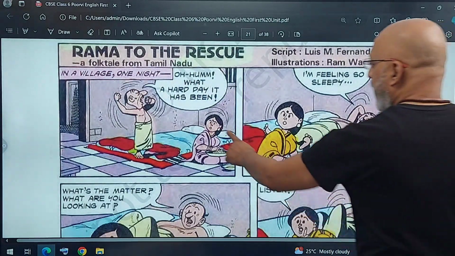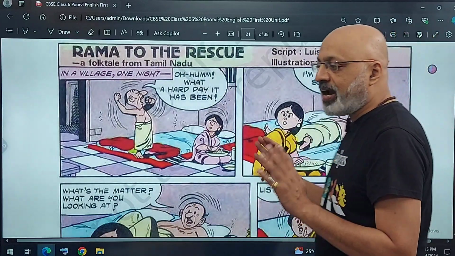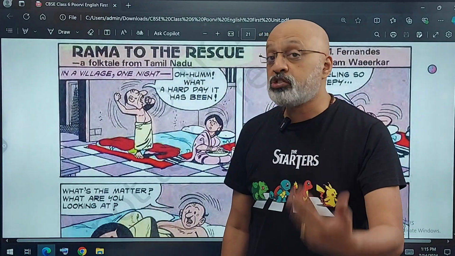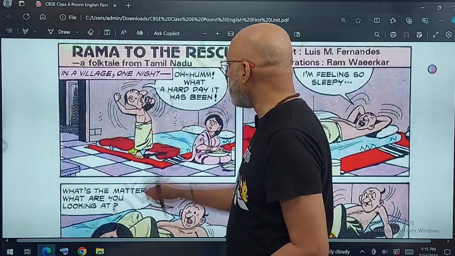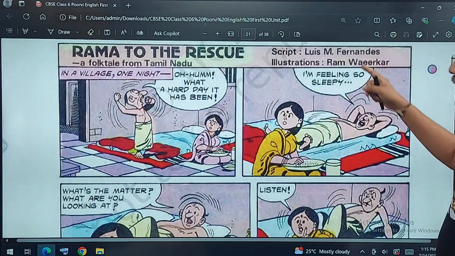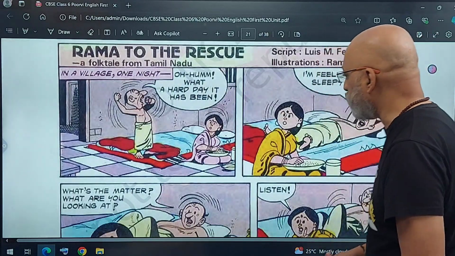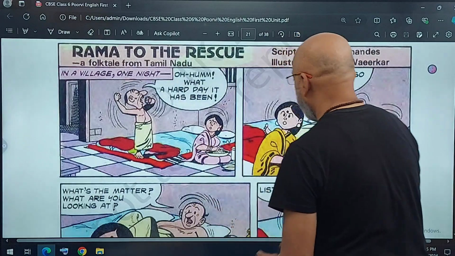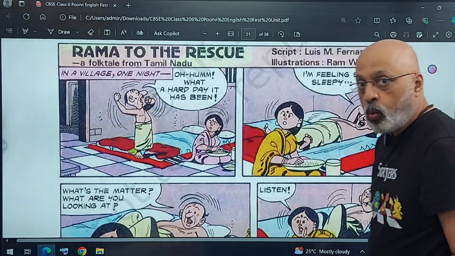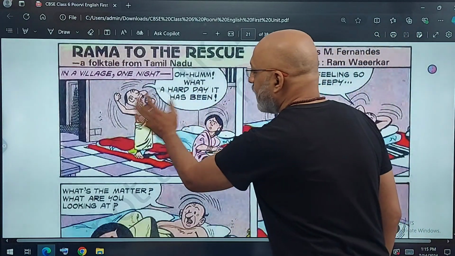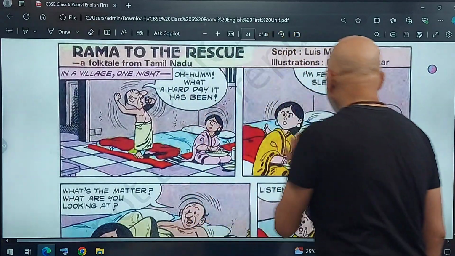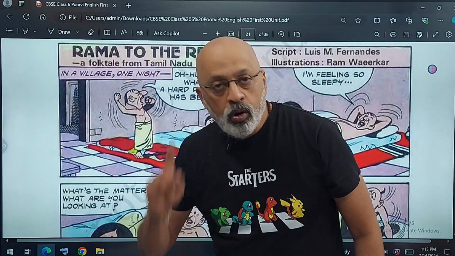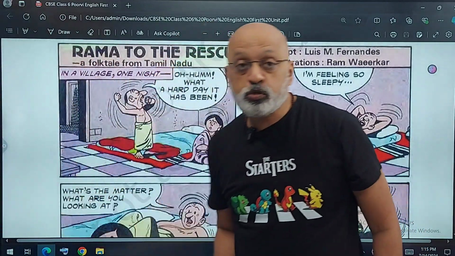So you see, this kind of pictorial story is all about the beauty of the illustration. How beautifully the person, in this case Ram Vaikar, has drawn the illustration. So if you see this, please notice this. The expression on the wife's face is the same in both. What does it indicate? He is saying, oh, I have had a hard day, and then he says, I am feeling so sleepy. But she is not paying attention to him. Uska dhyan kisi aur cheez par hai.